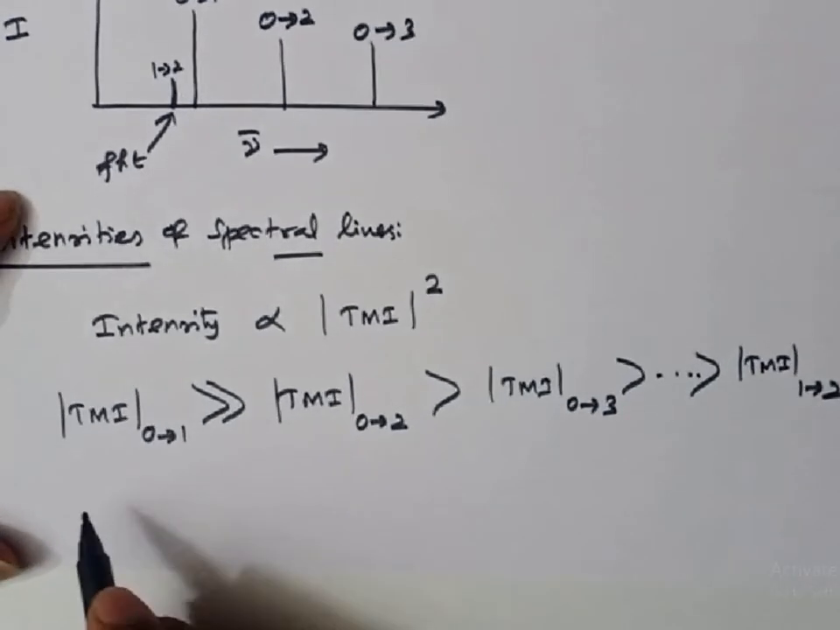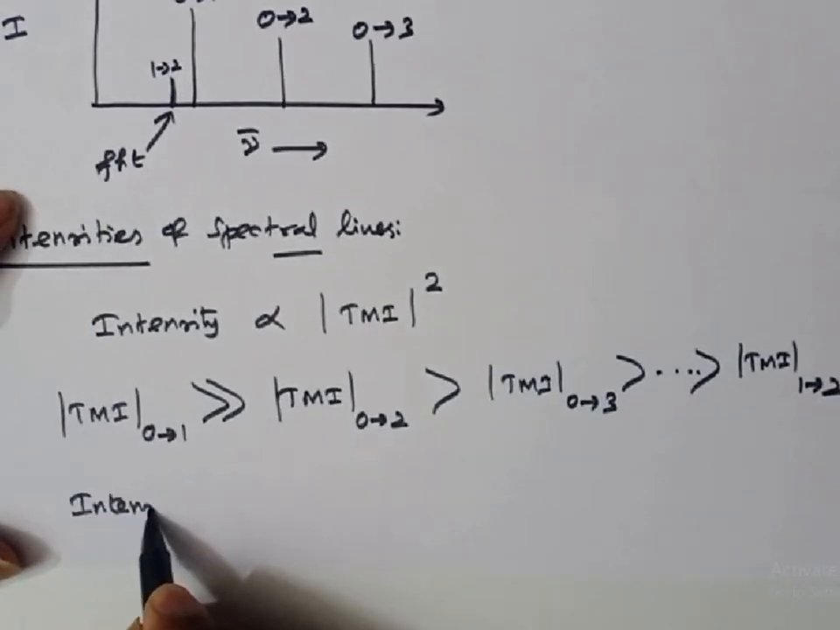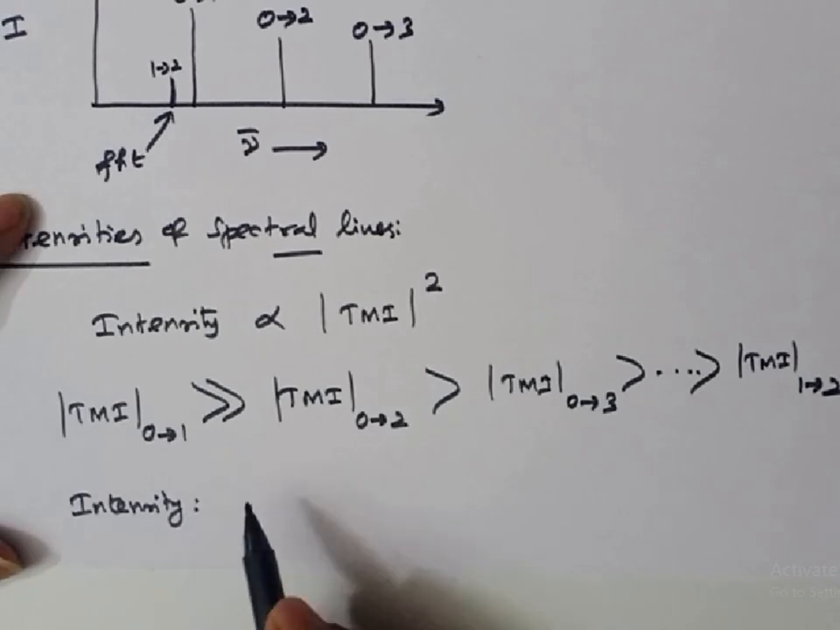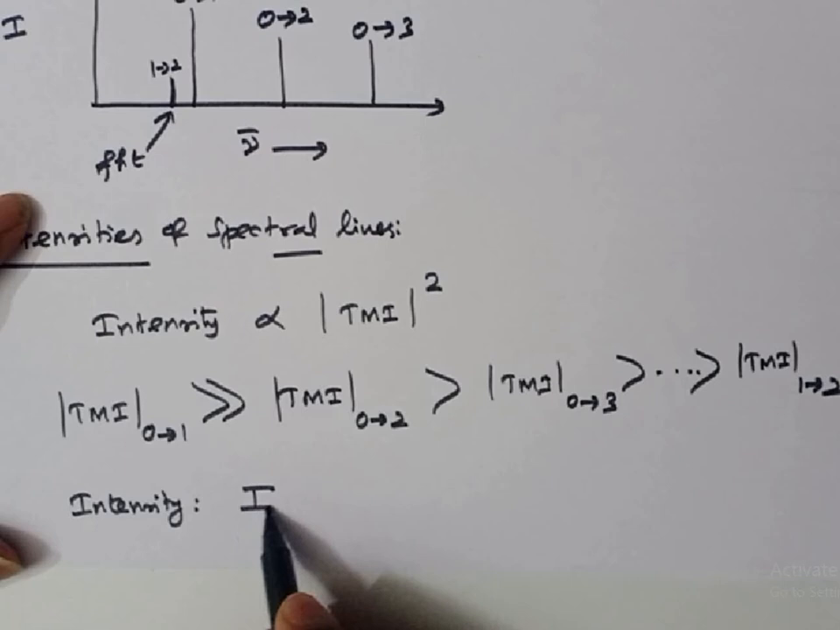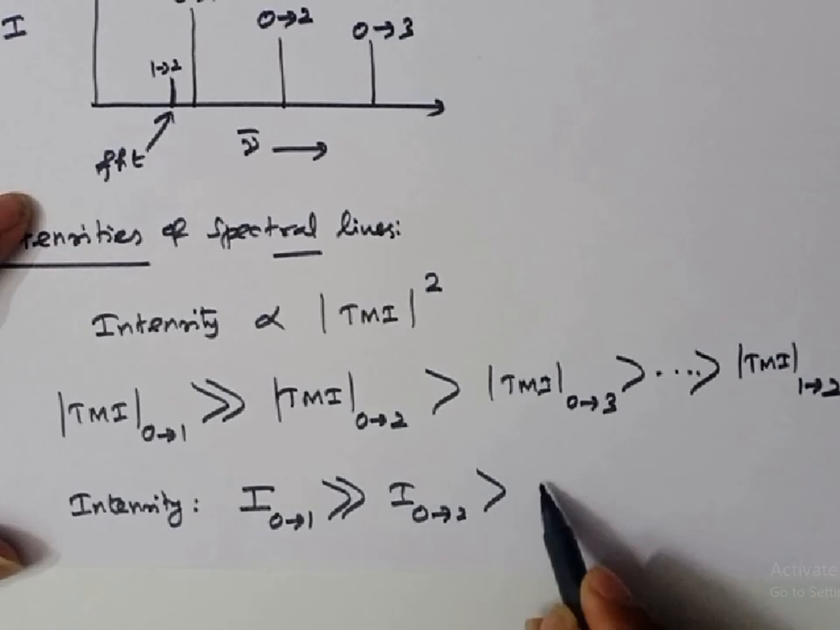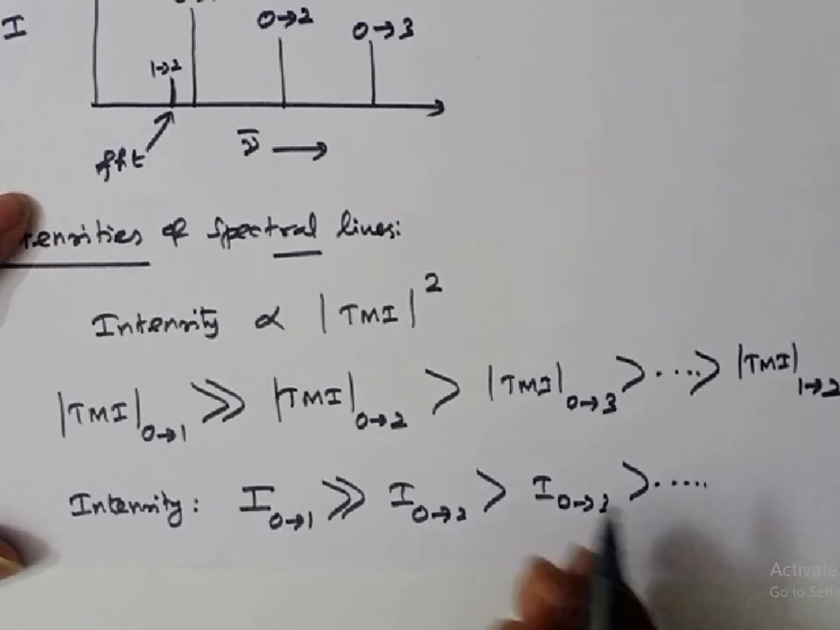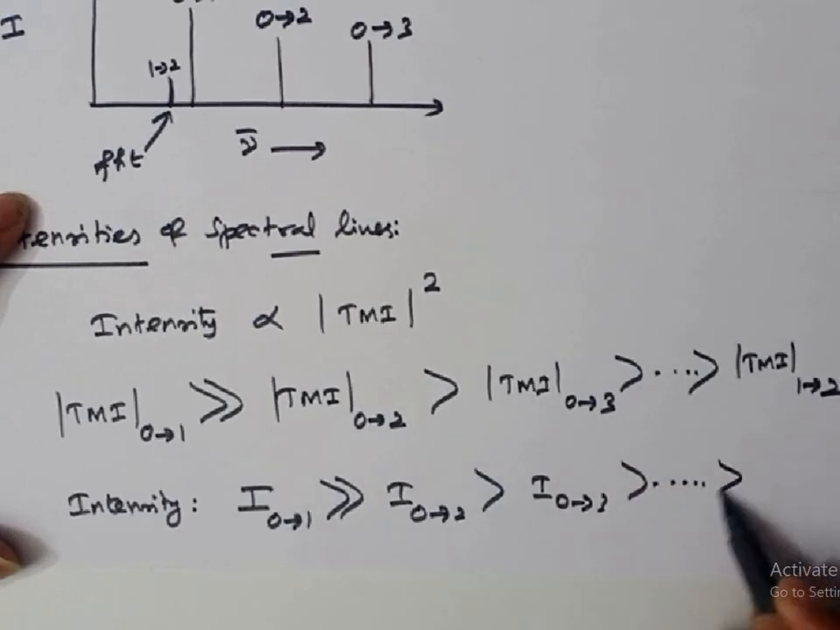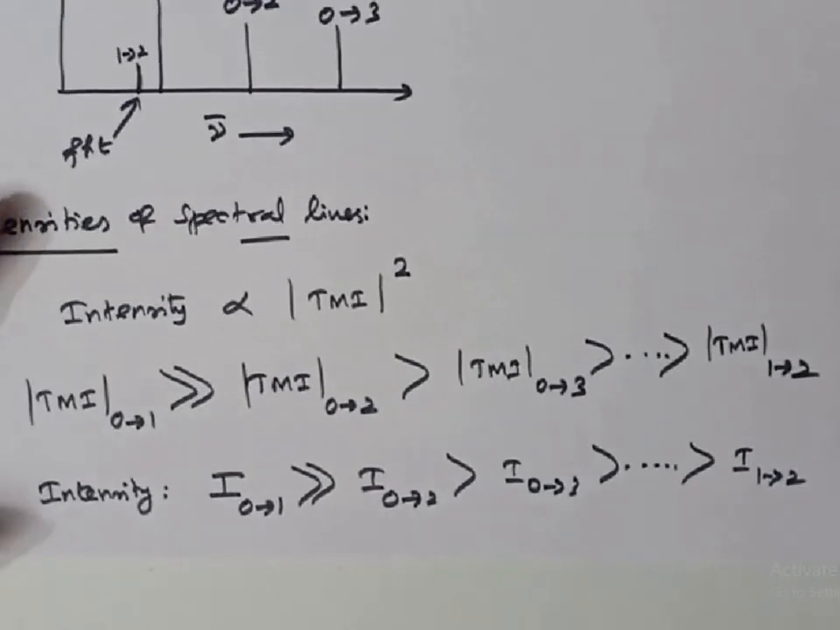So the intensity order is this. Always, the intensity for the 0 to 1 transition, the fundamental transition, is very, very high. Then the intensity for the first overtone transition, then for the second overtone transition. Like that, other overtone intensities will decrease. Then you get the intensity for the 1 to 2 transition, that is the first hot transition.